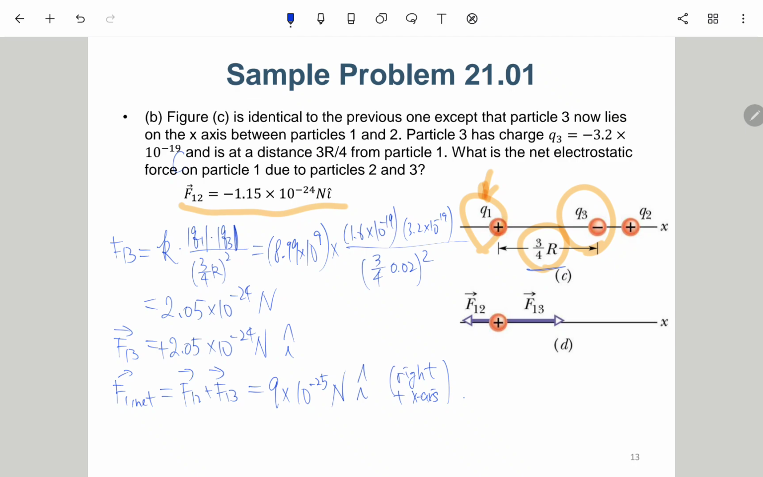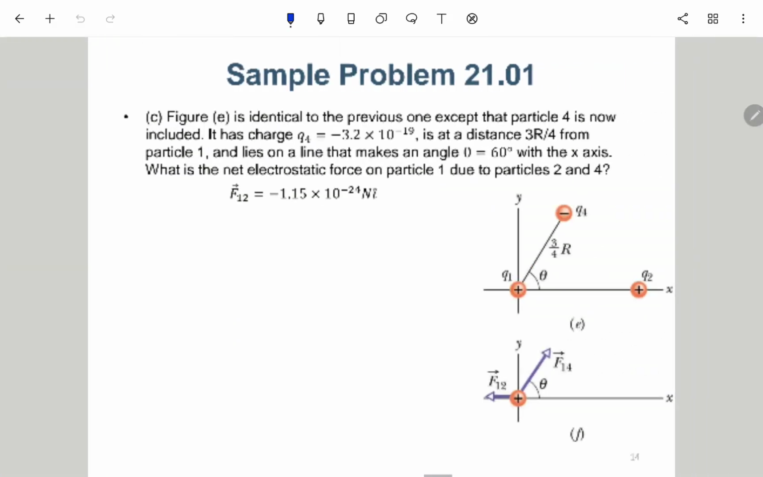Actually, in the exam or quiz, if you are asked what is the direction, you only need to answer either of these. But I just want to mention that both, in this case, both right and positive x-axis mean the same thing. Okay, so this is pretty much about question B. This is still very simple.